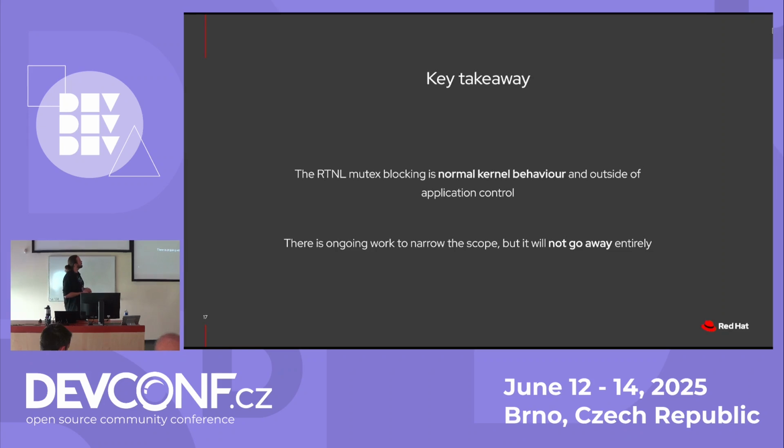Oh, I'm going way too fast. Okay, so the key takeaway: the RTNL mutex blocking is normal kernel behavior. It's outside of the application's control. We do have ongoing work to narrow the scope, but it's not going to go away entirely.